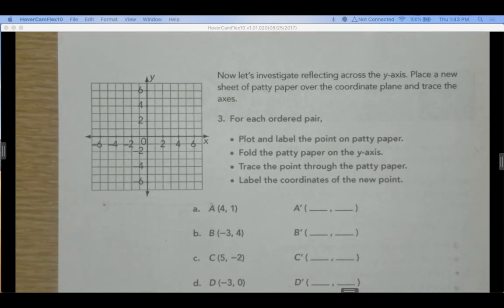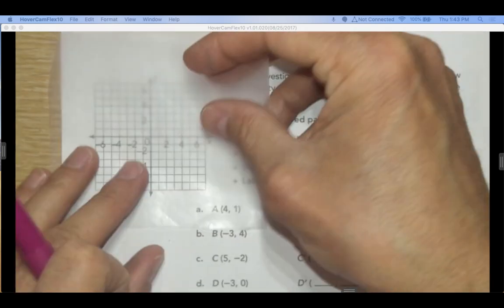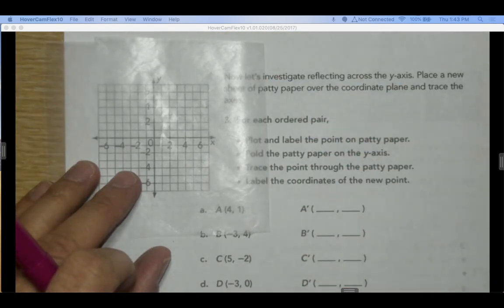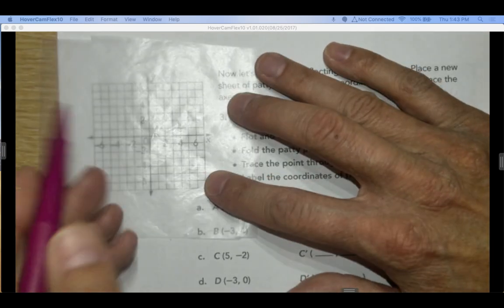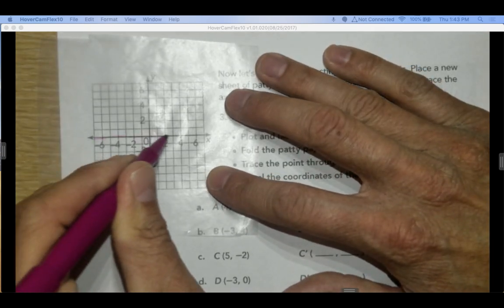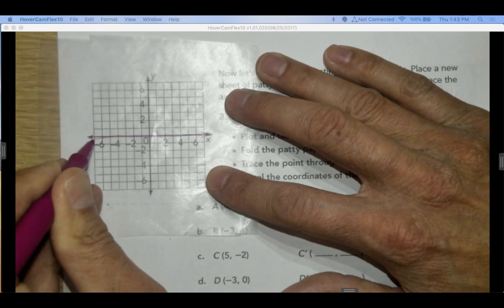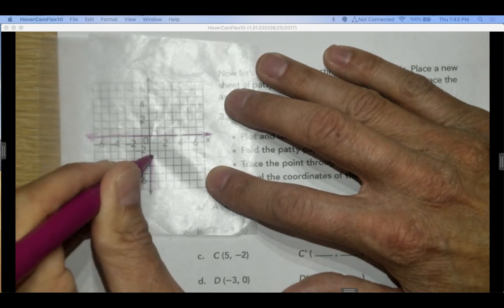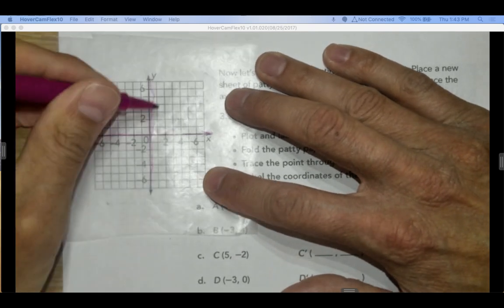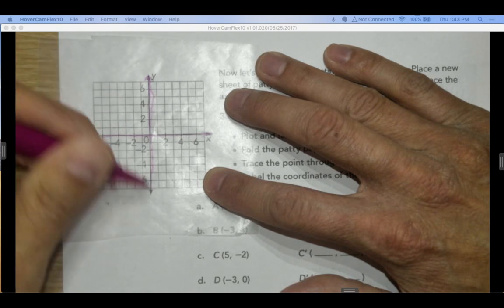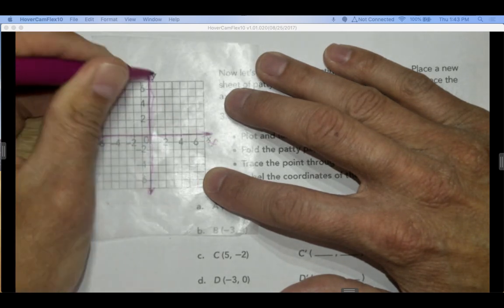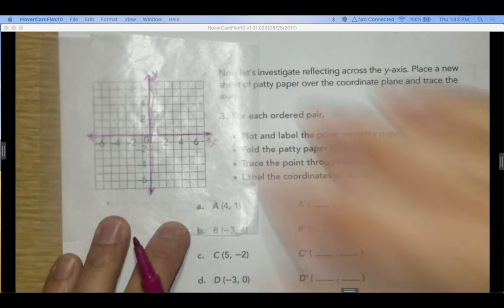Place a new sheet of patty paper, haha, wax paper just like patty paper, over the coordinate plane and trace the axes. Probably saying that wrong. Someone's going to correct me. Maybe I'm saying it right. That's okay too. X is this way, Y is that way. I want to get used to that.